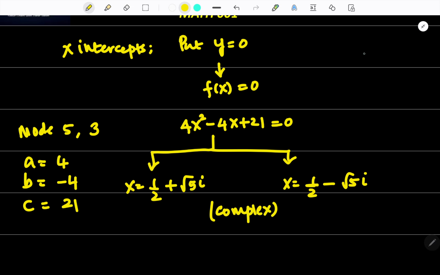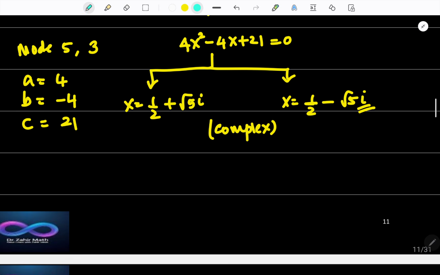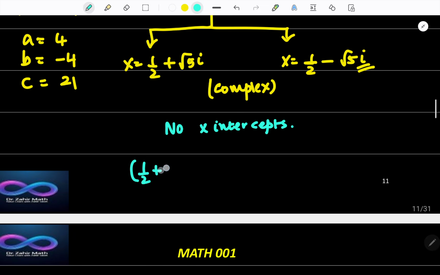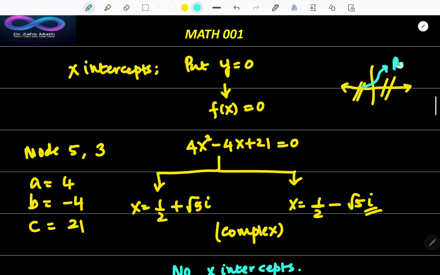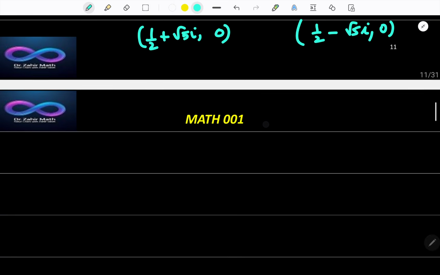What do you mean by x-intercept? It touches the x-axis, right? It cuts the x-axis. But here you are getting complex values. Complex means i values. So from this, what is the information? No x-intercepts. We cannot put this point here, right? Can we plot half plus root 5i comma 0 and half minus root 5i comma 0? We cannot plot it because these are all real values, 1, 2, 3, everything. So you cannot put i here. So there are no x-intercepts, keep in your mind.